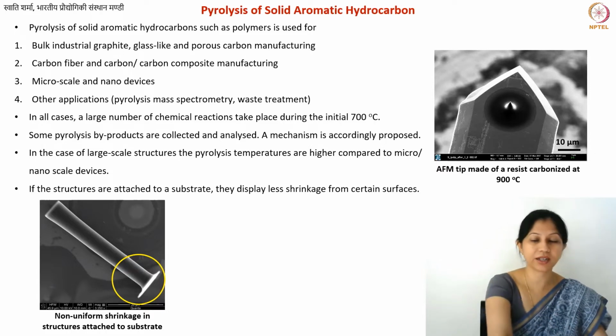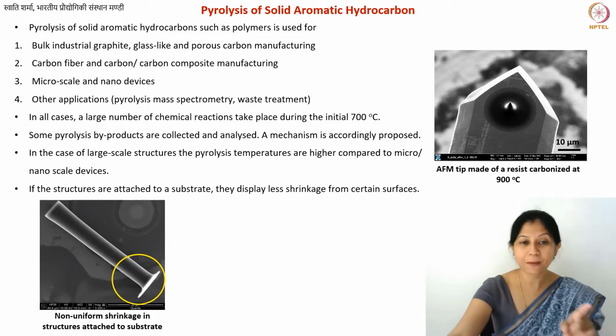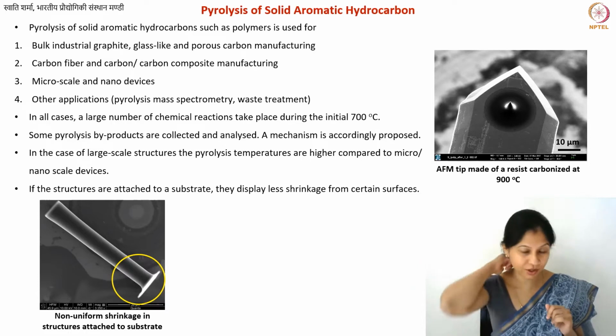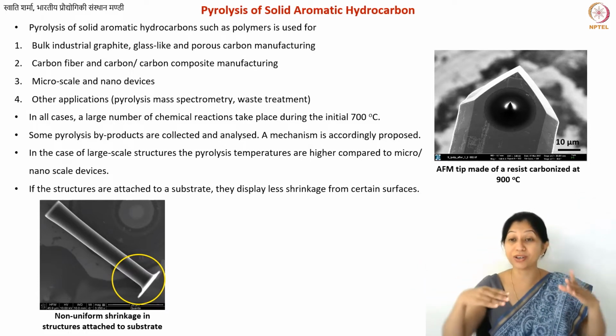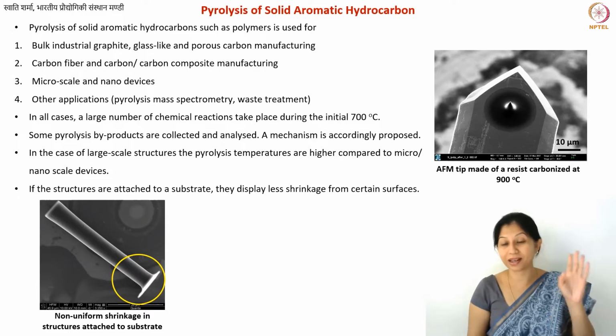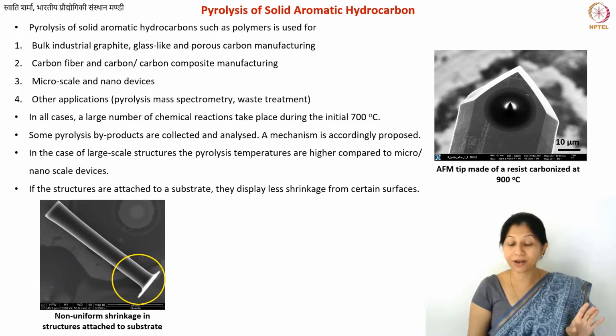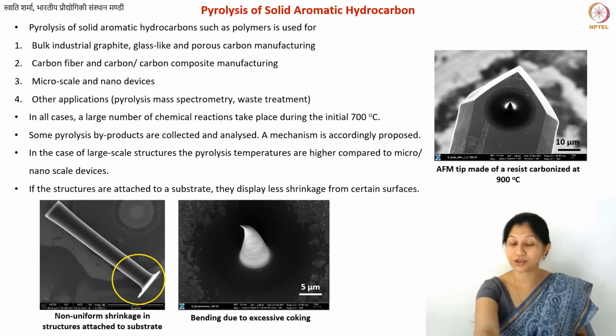Now when the shrinkage took place during pyrolysis, you see in the bottom of this picture, there is still a certain region where the material could not shrink because it was attached to the silicon wafer. And this is also how you can see what the shrinkage patterns are.